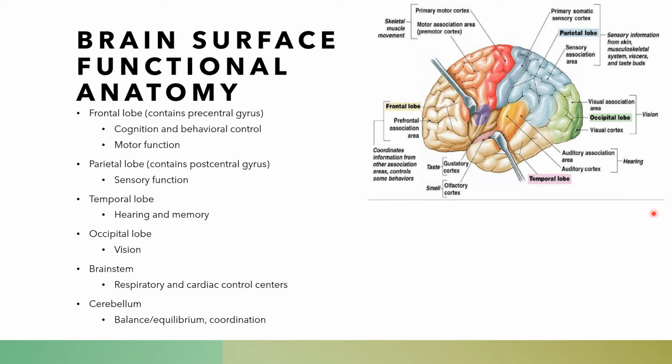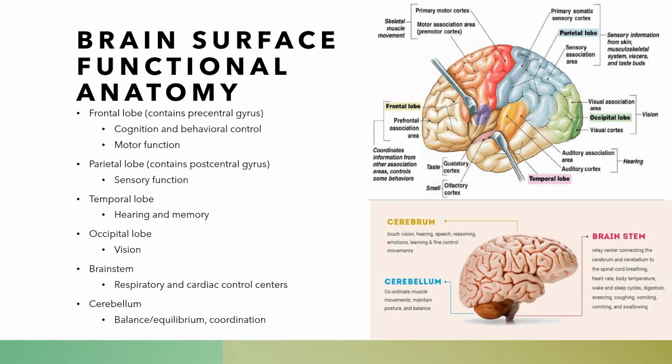The parietal lobe has sensory function, and it contains the postcentral gyrus. The temporal lobe is responsible for hearing and memory. The occipital lobe is responsible for vision and contains the primary visual cortex. The brainstem contains the respiratory and cardiac control centers. The cerebellum is responsible for balance and equilibrium as well as coordination.